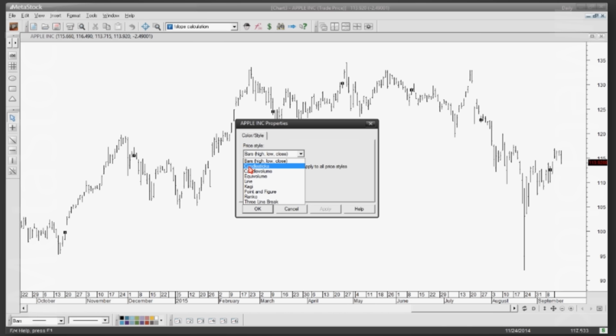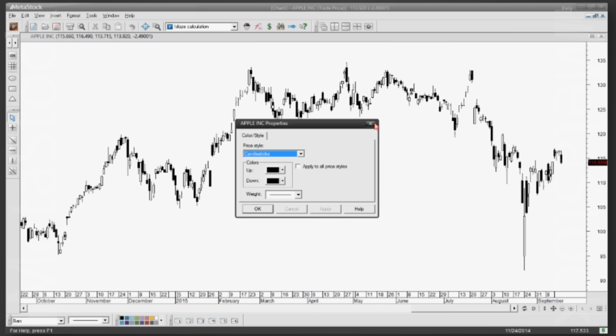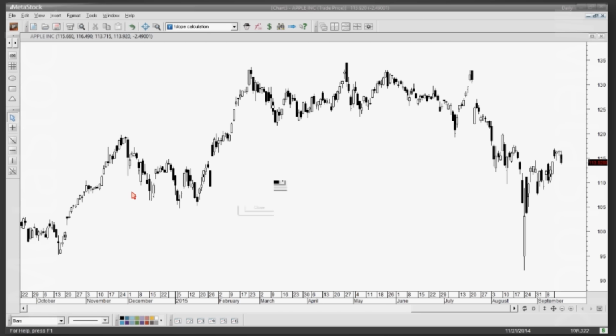There's two types of candlesticks. I probably would recommend candlesticks, but candle volume just makes the bars thicker if there's more volume. So if you like volume analysis, you might want to do that. I'll just go ahead and apply that. Very, very easy to do.